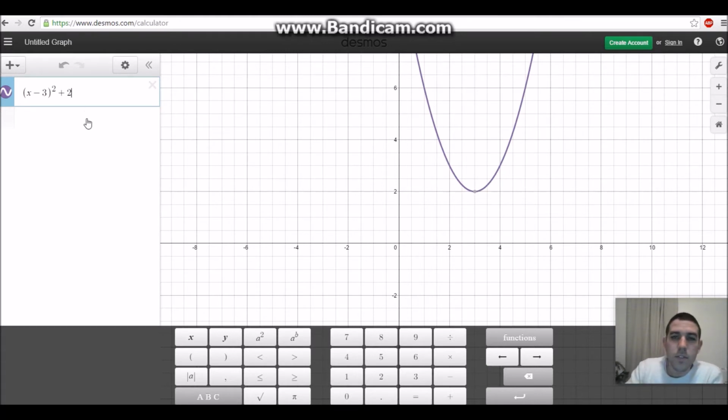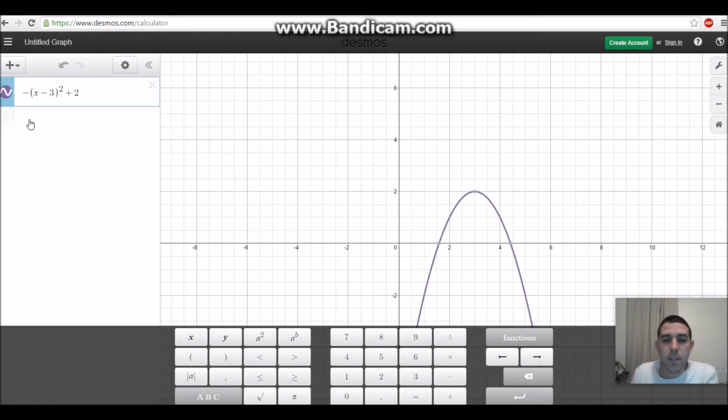What other types of transformations do we have? Well, we can flip the graph upside down by putting a negative in front of everything. If the leading coefficient is negative, look at that, I flipped the parabola. We're going to call that a reflection. Reflection because it reflected over itself. And all I had to do was put a negative in front, and it made it flip upside down. Take the negative away, and you have an upward opening parabola.